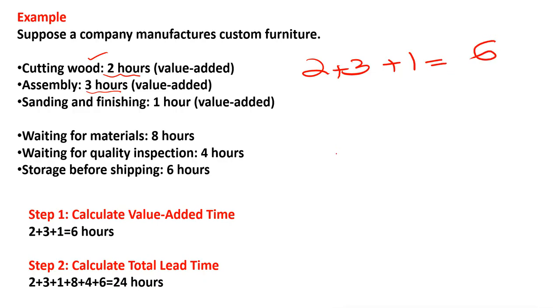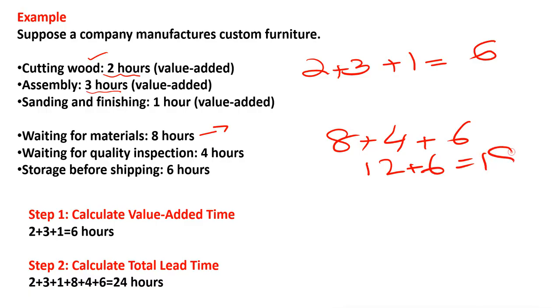Now the non-value added activities: waiting for the material. Suppose we have ordered the material and it took 8 hours. Waiting for quality inspection, 4 hours. Storage before shipping, 6 hours. So the total of this is 8 plus 4, which is 12, plus 6, which is equal to 18. So the non-value added activities are 18 hours, while 6 hours is the value added.